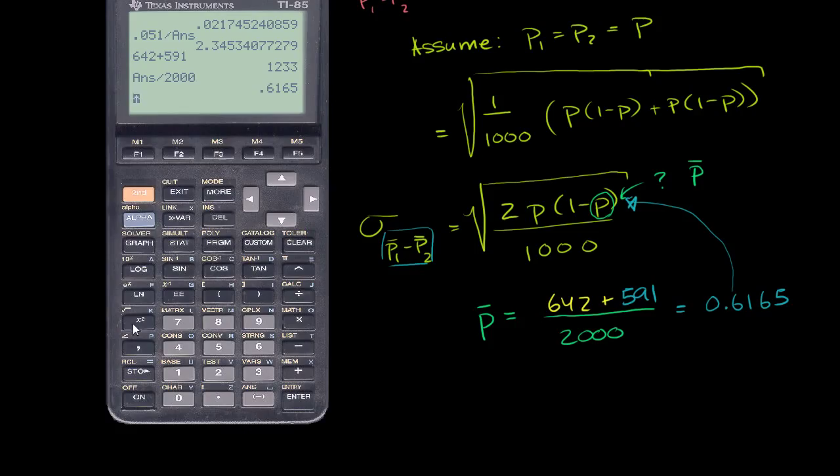It's going to be the square root of 2 times p, which is 0.6165, times 1 minus p, 1 minus 0.6165, divided by 1,000. Let me make sure I get 2 times 0.6165, that's the p right there, times 1 minus p divided by 1,000. We're taking the square root of the whole thing. And so we get a standard deviation of 0.0217.